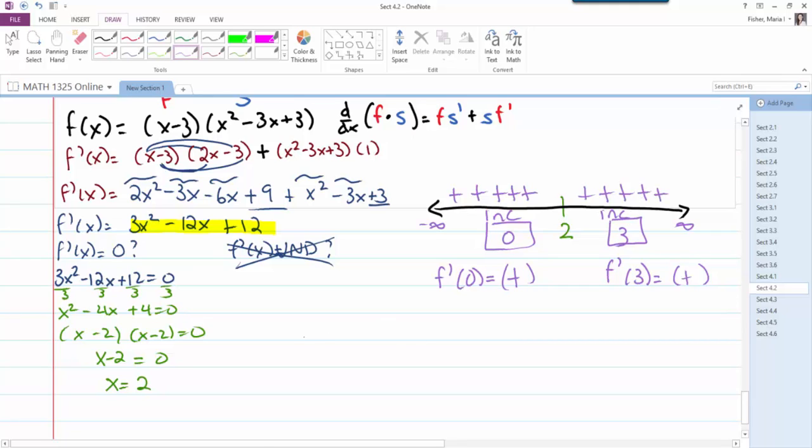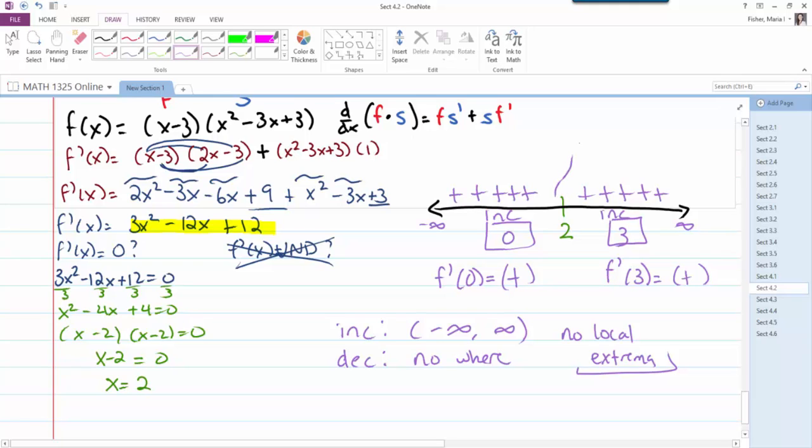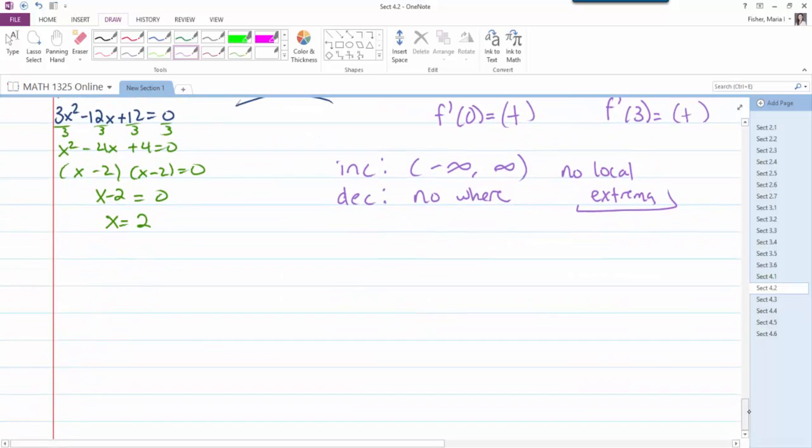So what does that mean for me? Well, that my function is going to be increasing from negative infinity to positive infinity, and it's not going to be decreasing at all. And I also know it has no local extrema. How do I know it has no local extrema? Because if I'm increasing and then increasing some more, I'm never changing from increasing to decreasing, which means I have no local extrema.